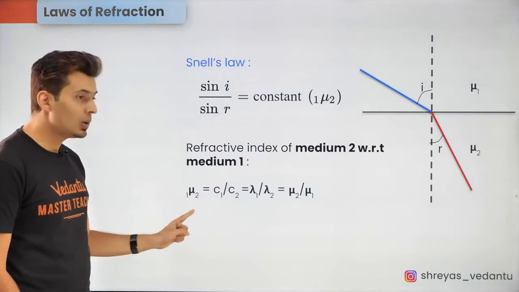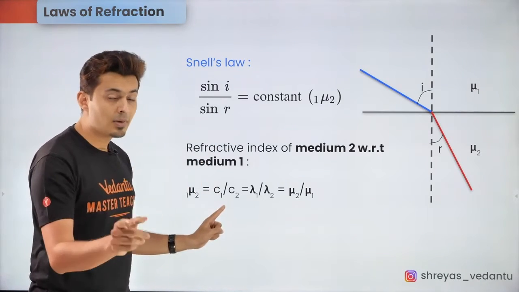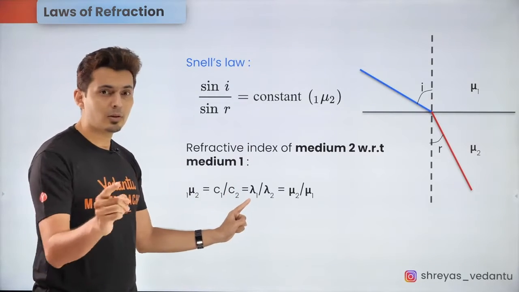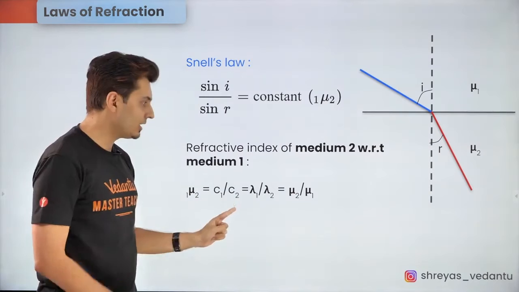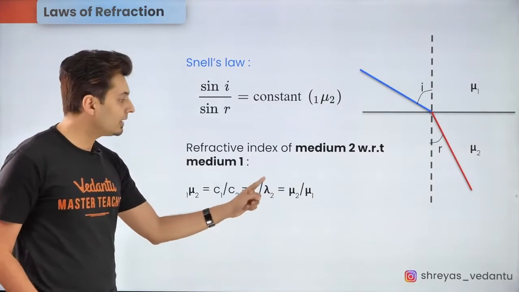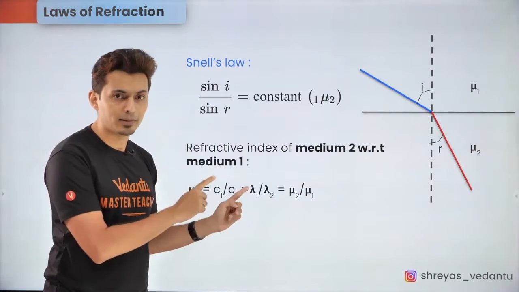Also 1μ2 is the speed of light in the first medium upon the speed of light in the second medium. It's also equal to the wavelength of light in the first medium upon the wavelength of light in the second medium. This is true because the frequency of light does not change. And also remember, this is equal to the absolute refractive index of medium 2 upon the absolute refractive index of medium 1.